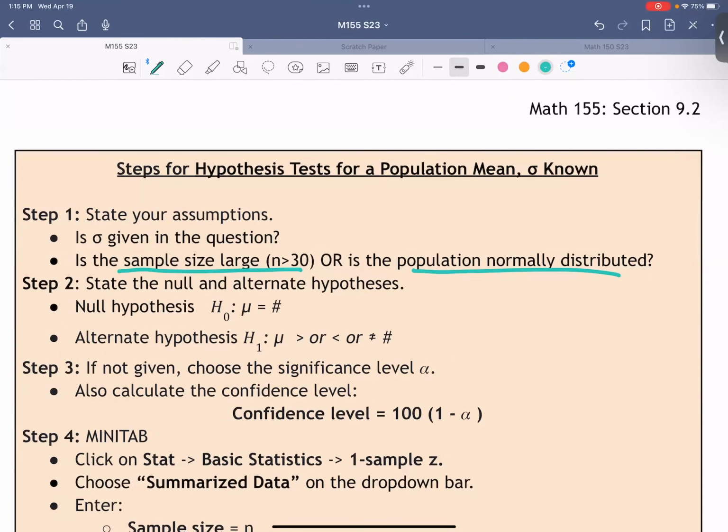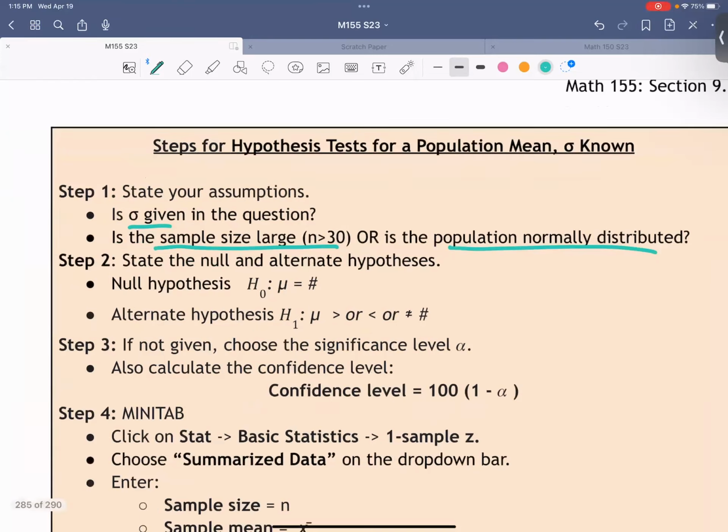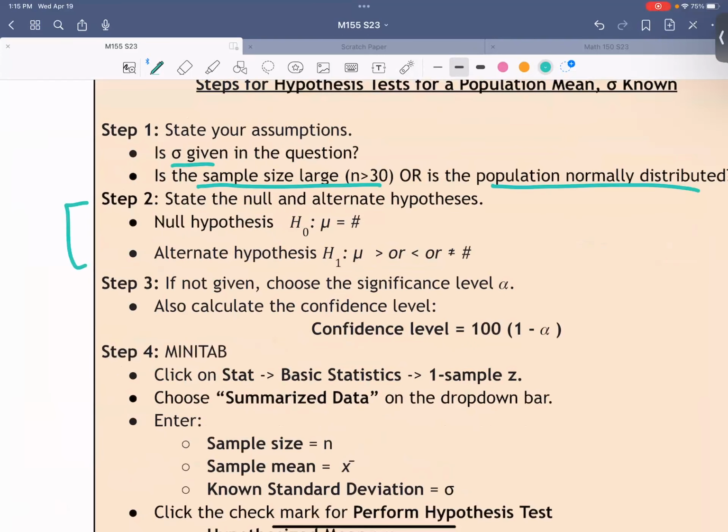The other assumption is, is sigma given to us? If you're wondering why I'm asking that question, it's because there are going to be questions where sigma is not given to us, and there's a whole different process we do for that. So don't worry about that right now. We'll come back to it. Step 2, writing our null and alternate hypothesis. Pretty sure we know how to do that from Monday.